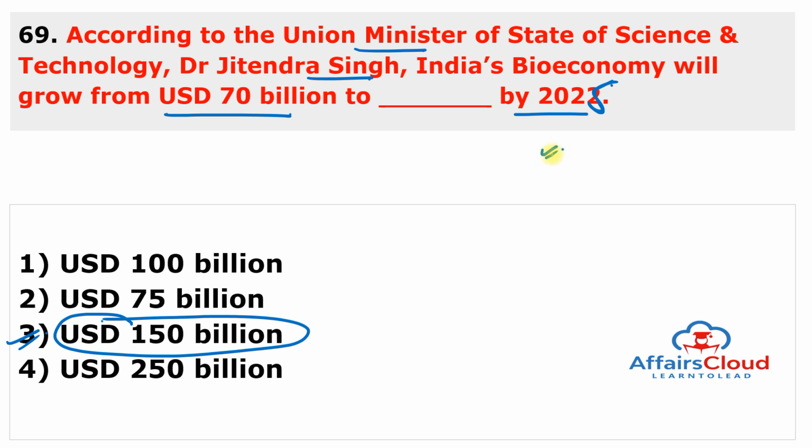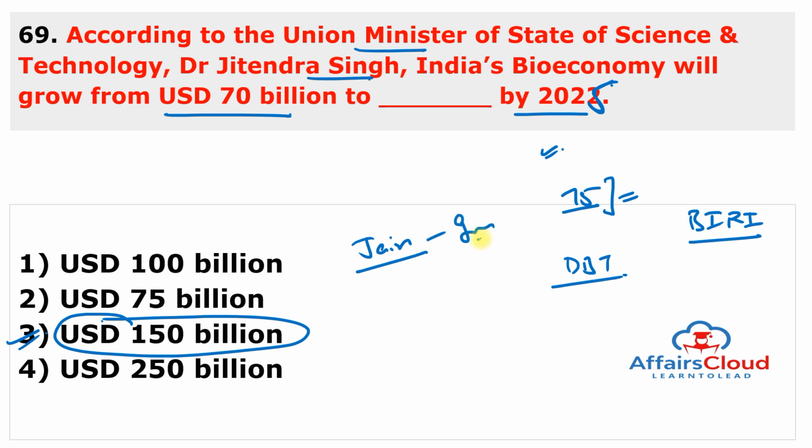And it was announced during the announcement of 75 Amrit grants for the biotech initiatives. And he also stated that the Department of Biotechnology Industry Research Assistance Council, which is also known as BIRAC, 75 Amrit Grant Initiative will boost the Prime Minister's call for Jai Anusandhan. It means this is for innovation.